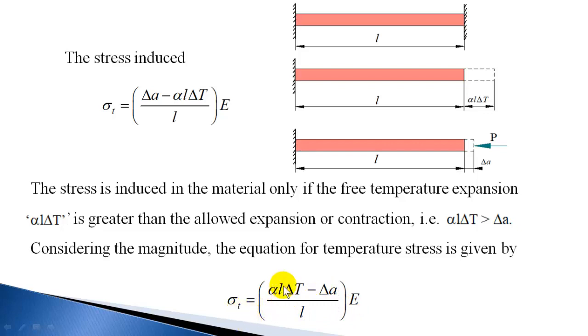And also remember that alpha L delta T is always greater than delta A. It should always be greater than delta A, then only you should apply the formula. So this is without sign convention. You need not take the sign convention for delta T. So the magnitude only, let us work.